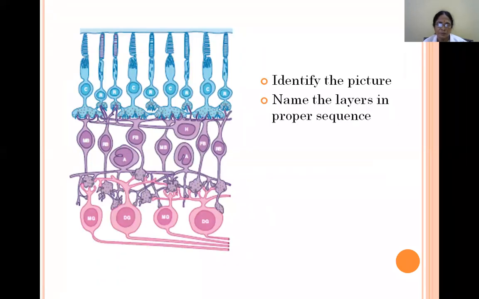Now here we have to identify this picture. This picture is of the retinal layers. We have altogether 10 layers in the retina. The layers are: pigment layer, layer of rods and cones, external limiting layer, outer nuclear layer, outer plexiform layer, inner nuclear layer, inner plexiform layer, layer of ganglionic cells, nerve fiber layer, and internal limiting layer. Altogether 10 layers. Let's see one by one.